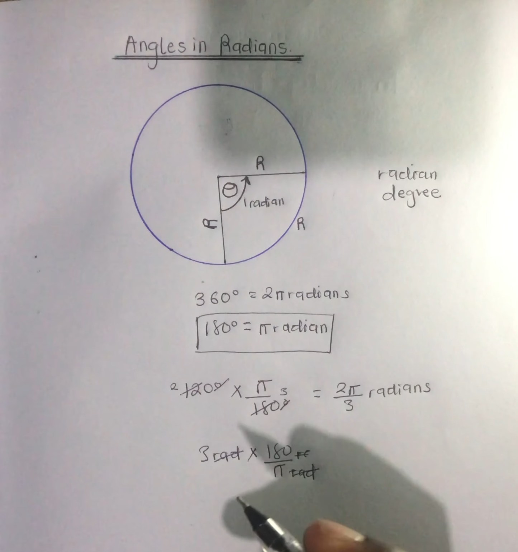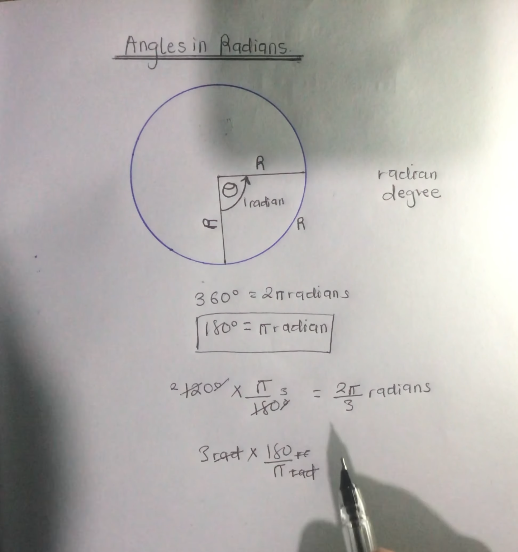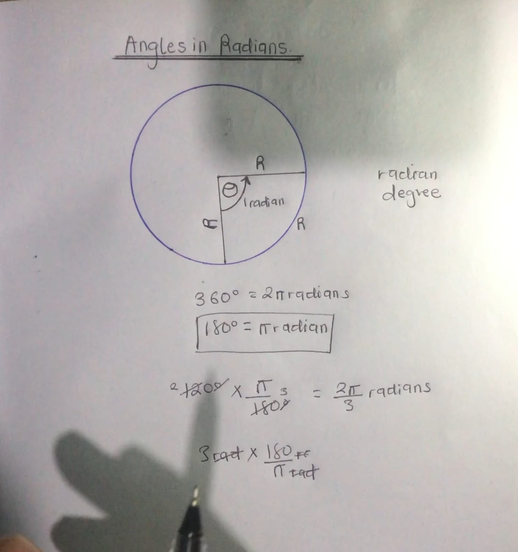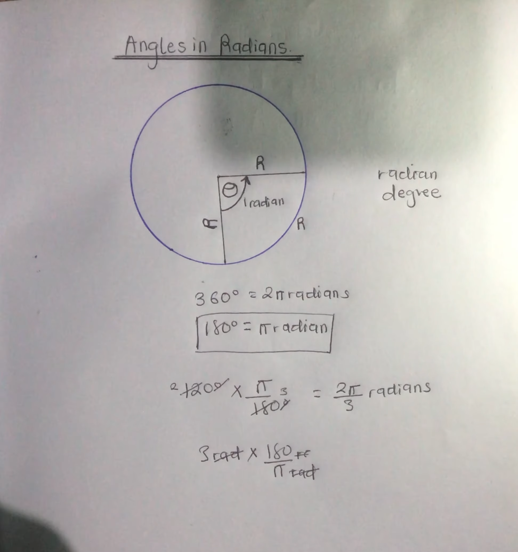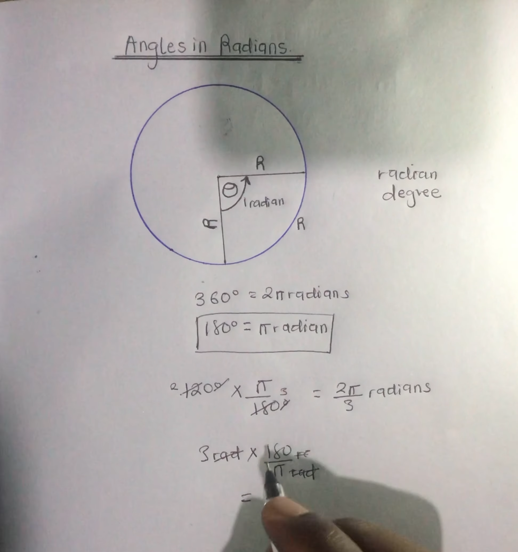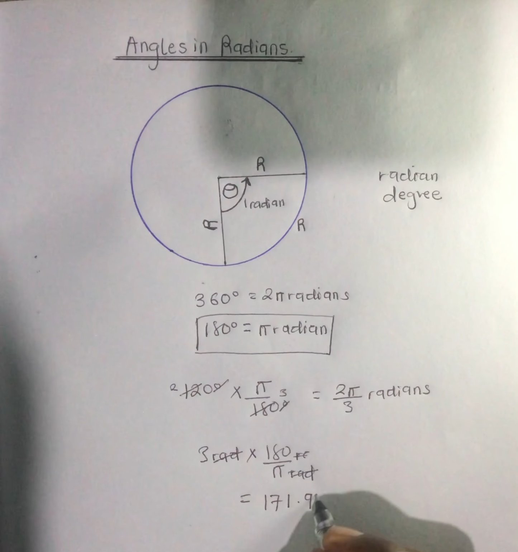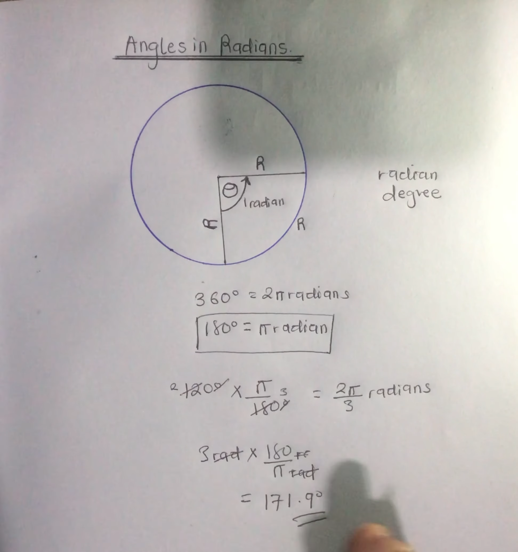So we obtain our final answer as 180 multiplying 3 on pi. Actually, that's not our final answer. We can simply break that down with the calculator, and we obtain our final answer as 171.9 degrees. So this is our final answer.